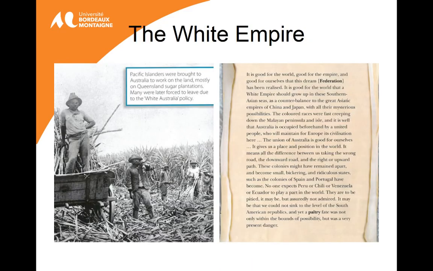Asians were not the only victims of this type of legislation, with this idea that they needed to maintain a white empire. Pacific Islanders, like the Kanakas, were also forced to leave Australia. Some of them hadn't had any choice, so they had been kidnapped from the island to come and work as farmhands. But after the legislation was passed, they had to go back to their islands.